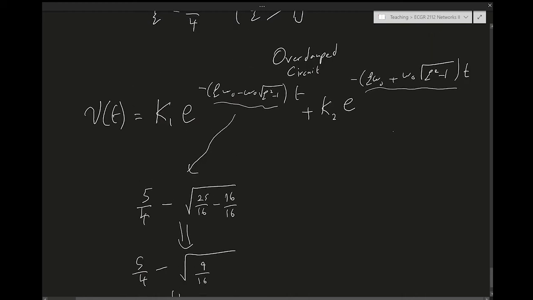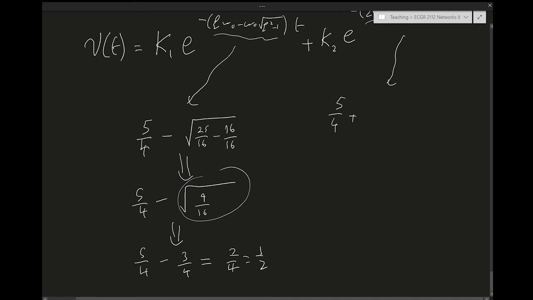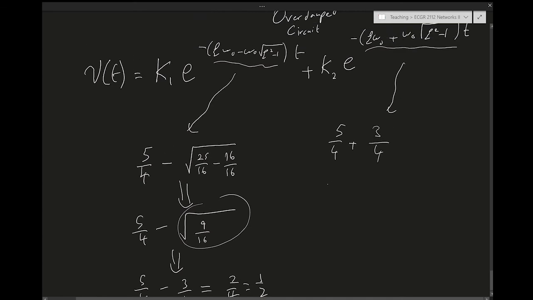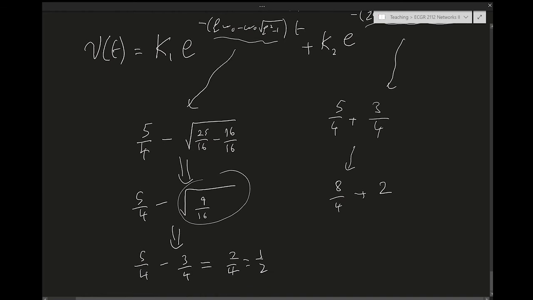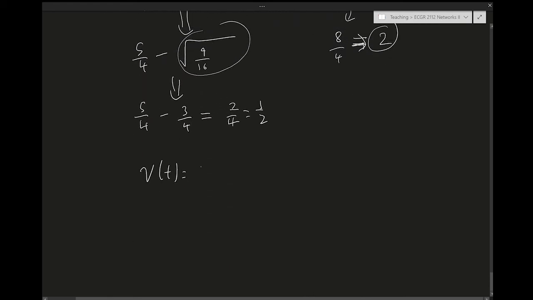Let's do the second exponent. It's going to be 5 over 4 plus, it's the same thing, right? Omega naught zeta squared, square root zeta squared minus 1 is going to be the same thing as we found here. So it's going to be plus 3 over 4. 5 plus 3 is 8, 8 over 4 is going to be 2. So the second exponent is going to be 2. Right? So the form of the solution is going to be V(t) equals K1 e^(-t/2) plus K2 e^(-2t).